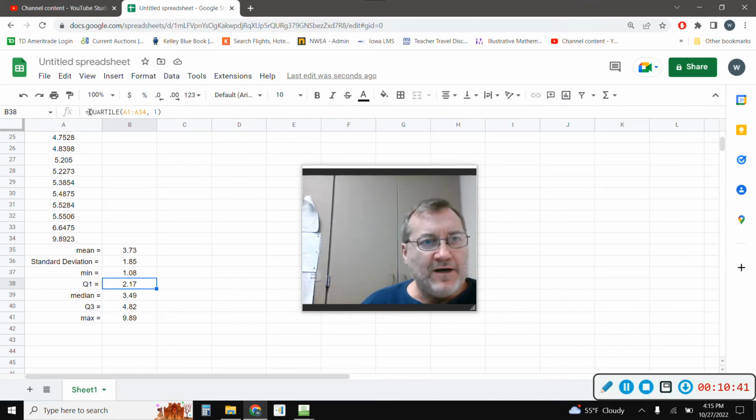Q1 is a quartile, that's the command, quartile. You put in the range, and then you put in a little number 1 here for the first quartile. The median is the same thing as the second quartile. If you typed in median, you'd get the exact same number. Right? It's the same thing. And then Q3 is the same quartile, A1 through A34, with the number 3 here for the third quartile. And then, of course, your max is just equals max.